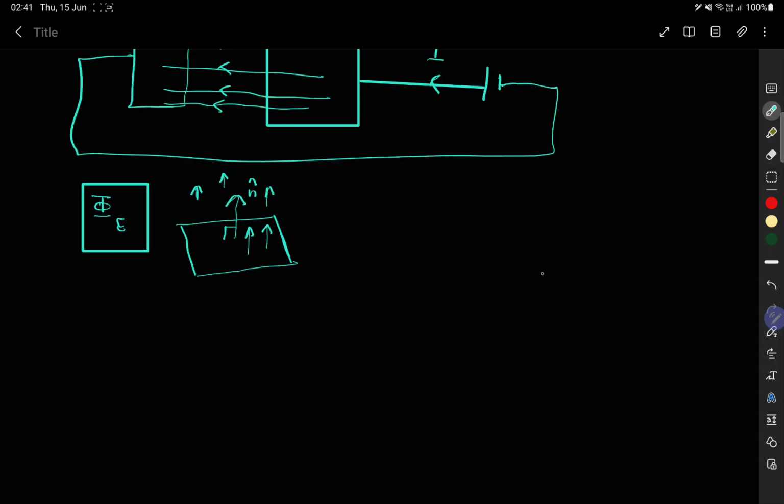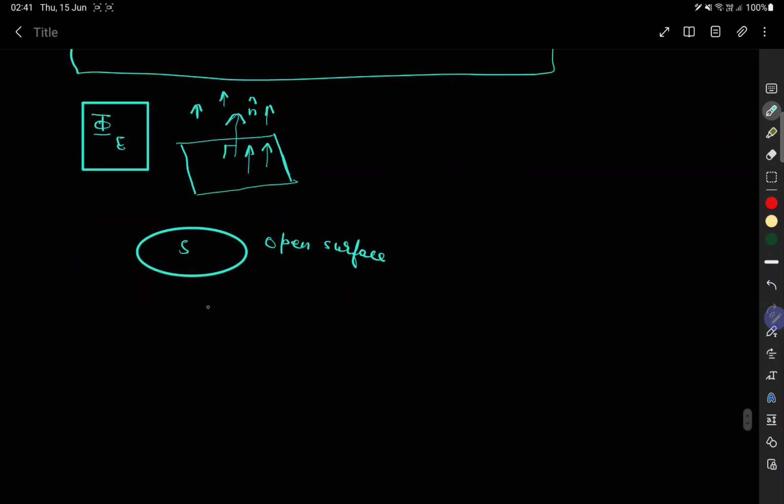Now we're going to introduce Gauss's Law. What Gauss's Law says is that for any closed surface, suppose there is a surface S. Now this isn't exactly closing some volume, is it? It's a flat surface, and it's just this. So this will be called an open surface, at least for this context.